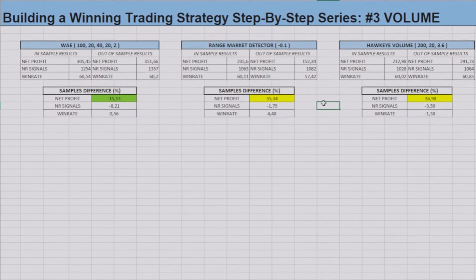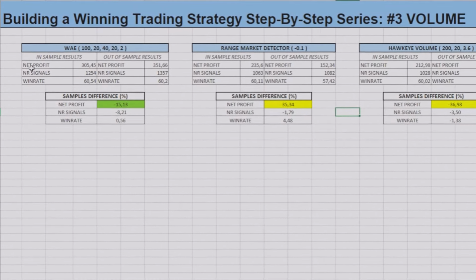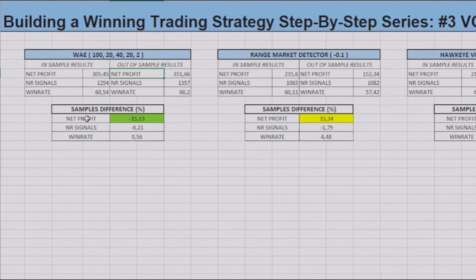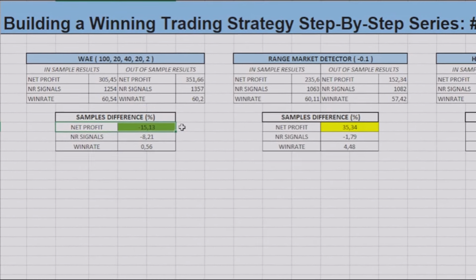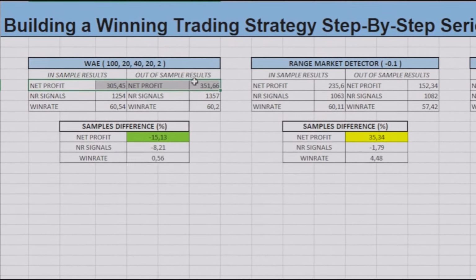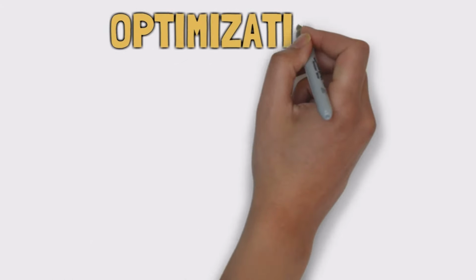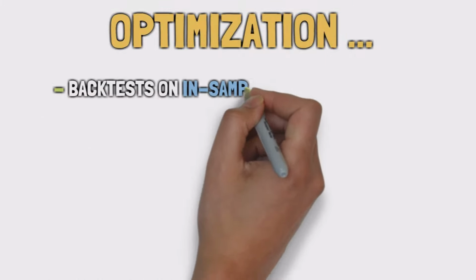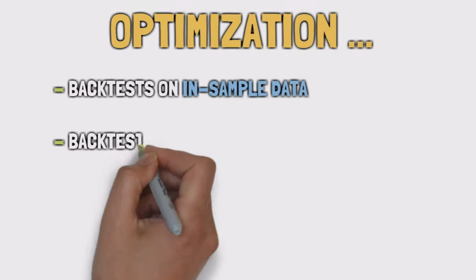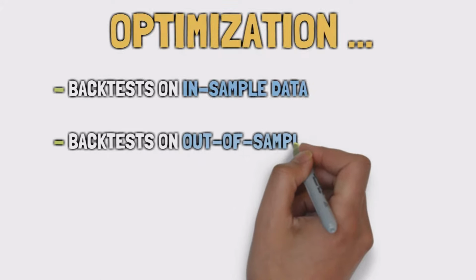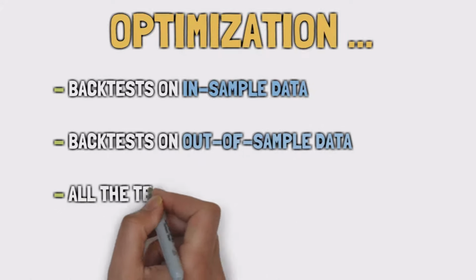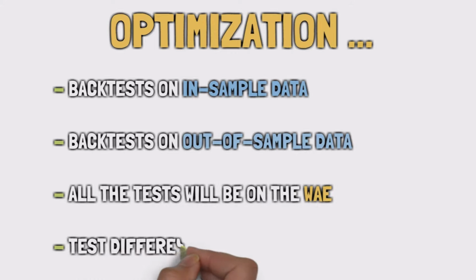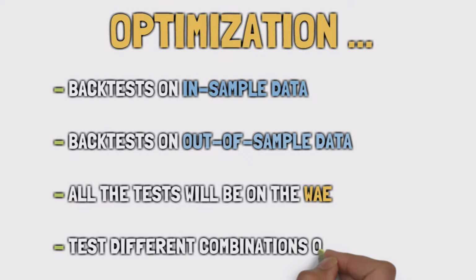But the episode will not end right now. As you can see, the Waddah Attar Explosion efficiency is not perfect. There is still a difference of 15% in the net profit of the 2 samples, and as such, we can try to optimize it. For this, I will again perform several backtests, first on my in-sample data and then on my out-of-sample data. But this time, the tests will all be done on the Waddah Attar Explosion. The only difference is that in each backtest, the settings of this volume indicator will be different.